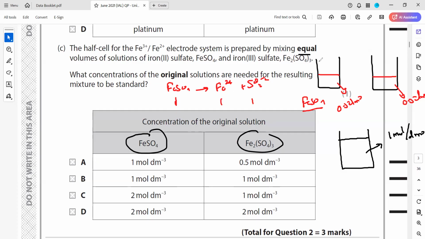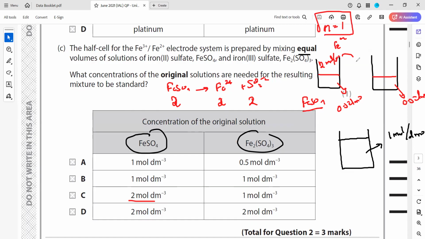So the concentration here will be, let's say I'm taking 2 because C is the right answer. So if I'm taking 2, this will be 2, this will also be 2. So the concentration of the iron 2 ion will be 2 mole per dm cube. So 2 mole multiplied by 0.5. So 2 multiplied by 0.5 means how many moles I will get? I will get 1 mole.